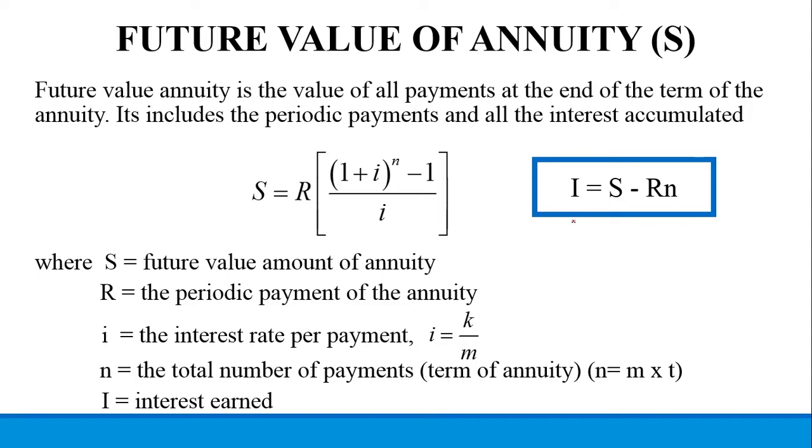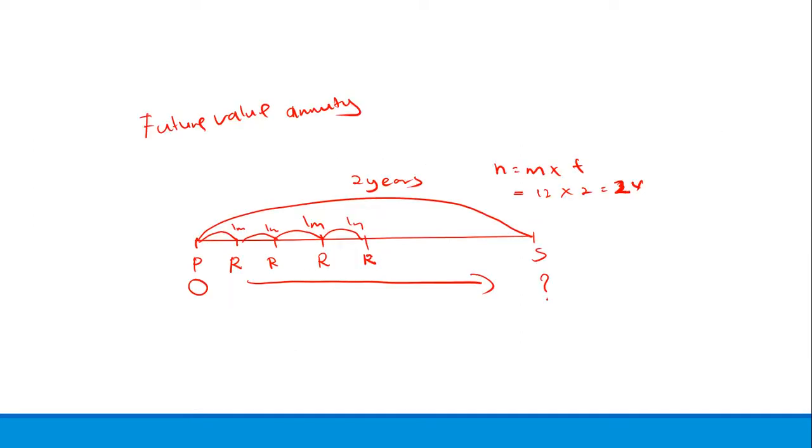To find the interest, I equals S minus Rn. This is S, the final amount, minus R, the amount you pay every month, which is 10 ringgit, multiplied by n, how many times. S minus Rn is the formula for the interest: the final amount minus R times n, how many times you put that money into the investment.